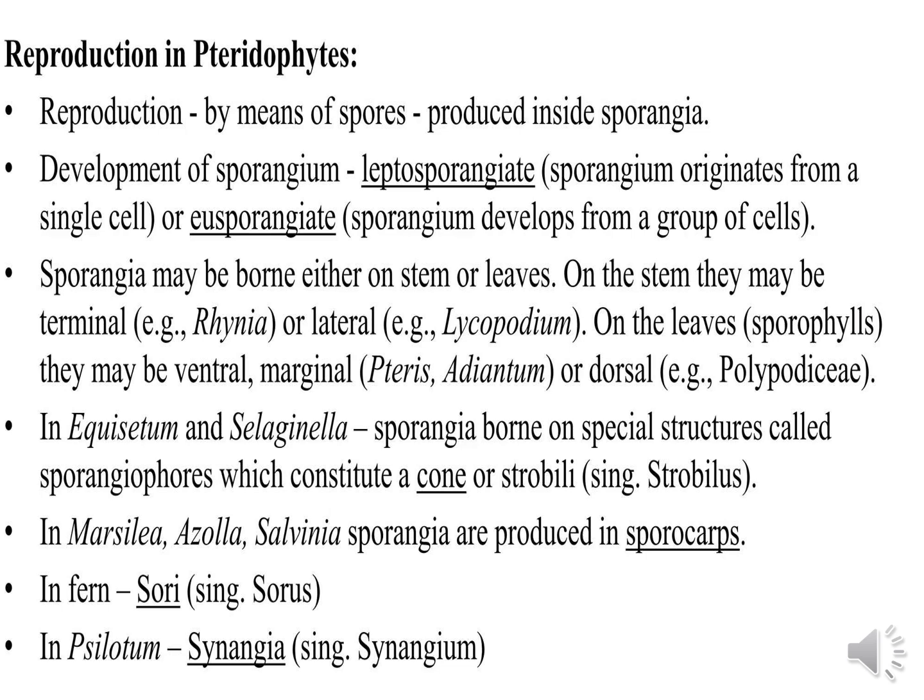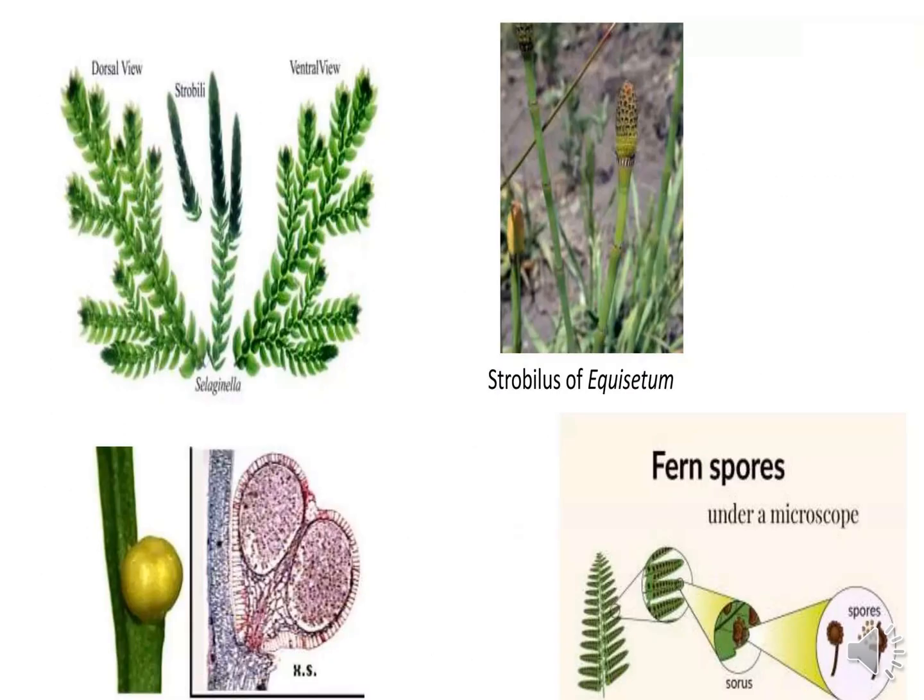They are found on the margins of the leaves in the case of Pteris and Adiantum, and dorsal in the case of Polypodiaceae members. In Equisetum and Selaginella, sporangia are borne on special structures called sporangiophores, which constitute a cone or strobili. In Marsilea, Azolla, Salvinia, sporangia are produced in sporocarps. In ferns, sori, of which the singular is sorus, are found, and in Psilotum, synangia are found in groups.